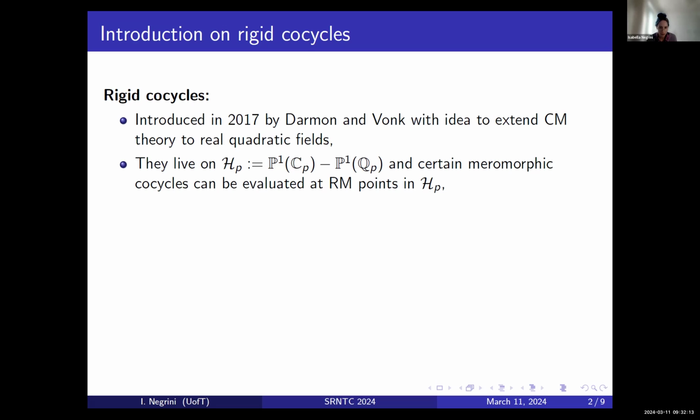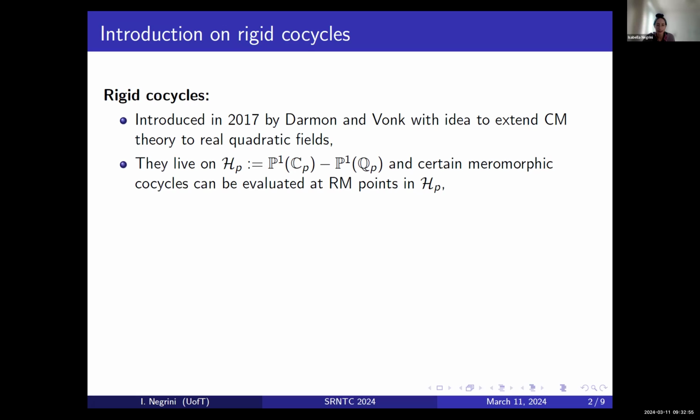But for now, you can think that they are objects living on the p-adic upper half plane, which is H_p here, and it is defined as P^1(C_p) minus P^1(Q_p). On this p-adic upper half plane, there are certain points called the real multiplication points. So a point tau on H_p is an RM point if Q(tau) is a real quadratic field. And so Darmon and Vonk defined how you can evaluate certain rigid meromorphic cocycles at these RM points.